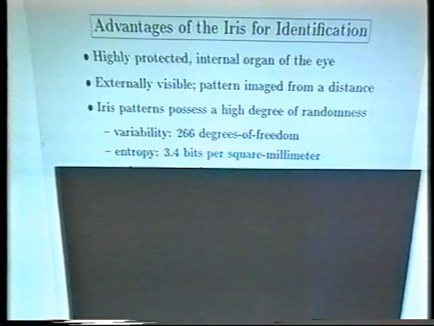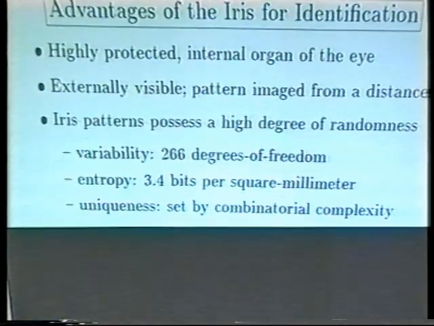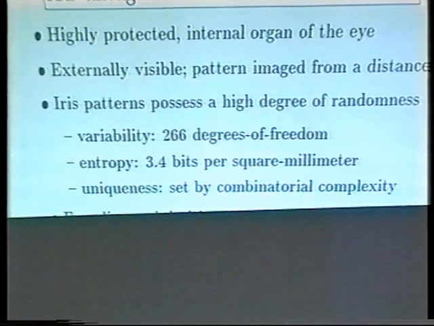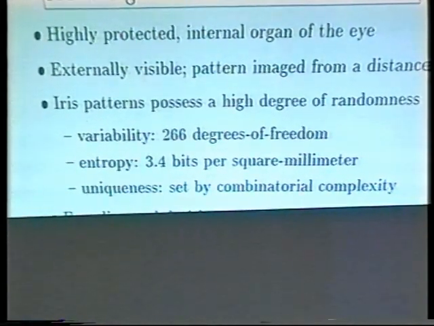The actual information density, statistically speaking, of iris patterns is measured by the entropy, which you get from the distribution of comparing different irises. The entropy works out to 3.4 bits per square millimeter, a number to remember. And of course, the uniqueness of iris patterns is a consequence of the combinatorial complexity of how many different kinds of combinations of patterns or features you might find in a given iris.